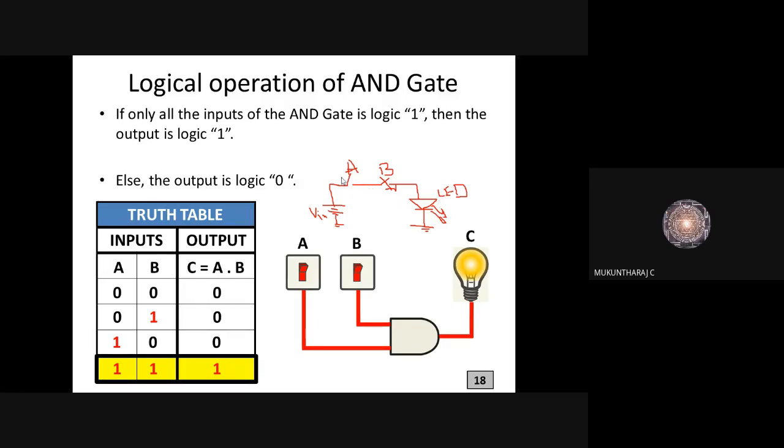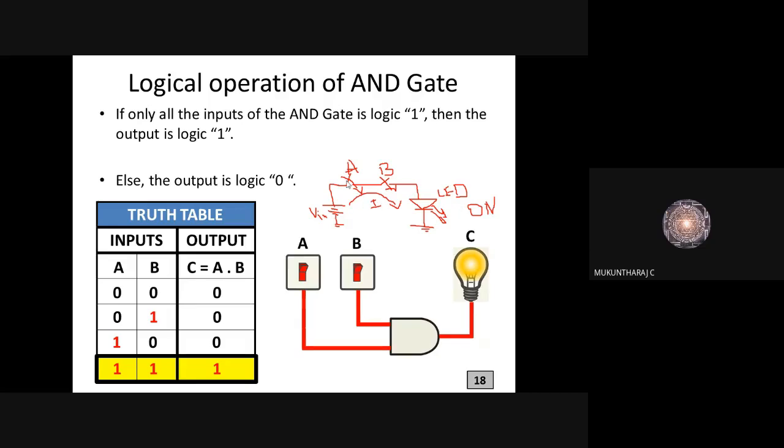But if I am closing the switch A and B, now both the switches are closed. Then we can observe that there is a closed path. Through this closed path, we can observe the current flow. So the LED will turn on. For this condition only, the LED will be turned on.